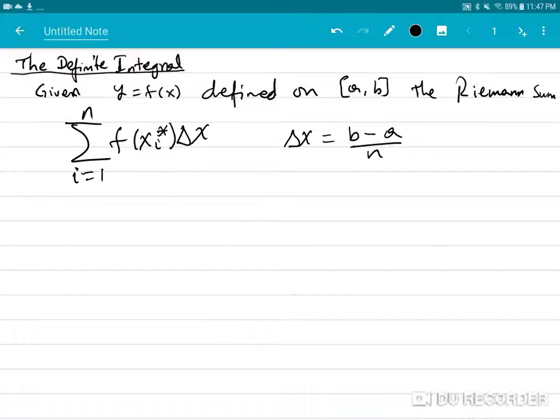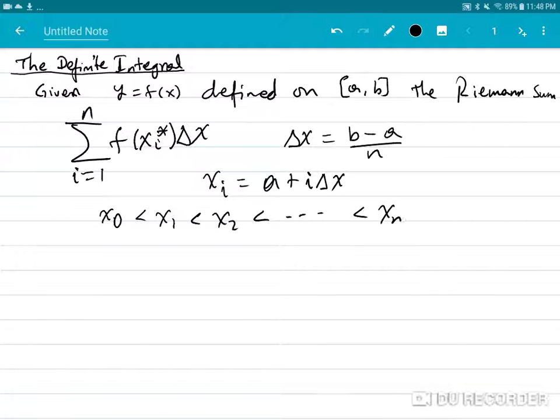Well, how do we get the xi stars? First, we build x's. So xi is a plus i times delta x. These are x0, x1, x2, up to xn. These are partitioning the interval [a, b] into n subintervals. So I have the interval [a, b]. I can then partition that into n subintervals.